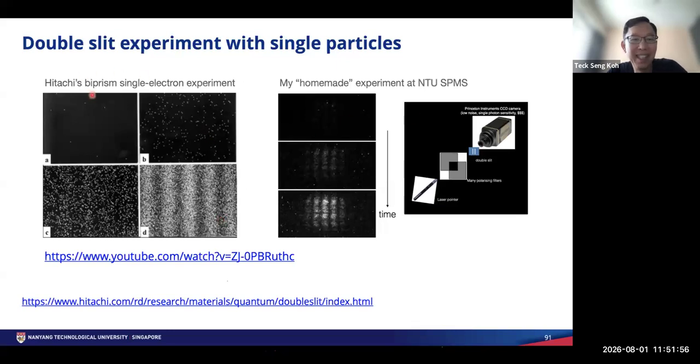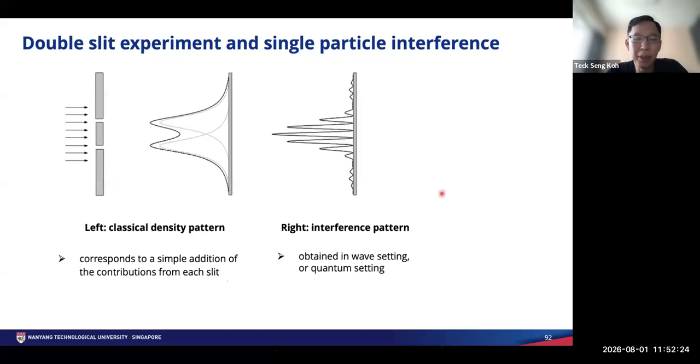I don't have a single electron setup and don't even have single particle equipment, but if you can get your hands on a precision instrument, like a single photon sensitivity CCD camera, we all have laser pointers. You can put many polarizing filters together and come up with something similar. My homemade experiment at SPMS, School of Physical and Mathematical Sciences at NTU, also gave me something similar. I want to tie this with the loss of coherence.